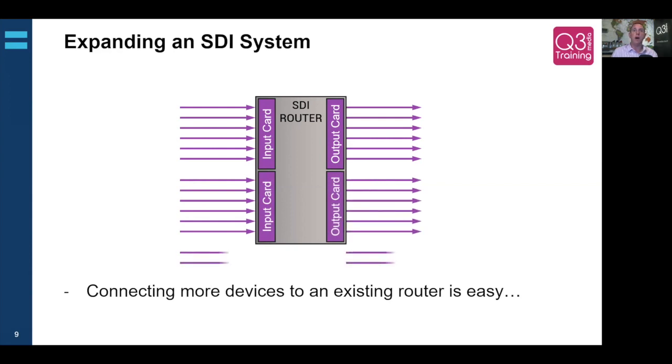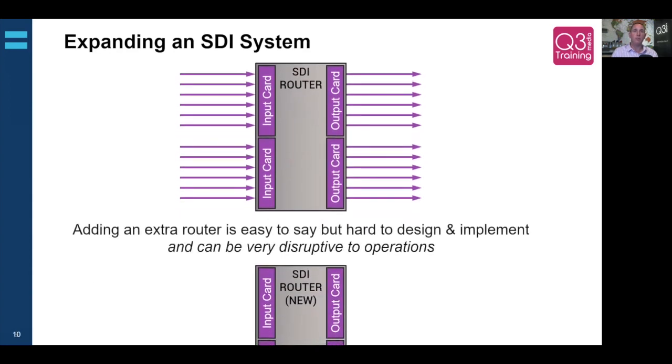Nice and simple. But what happens when you want to go beyond the capacity of the router. That's the big problem with SDI, is when you hit that limit, it gets very costly very quickly. So really easy, let's just stick another router in. It's a really easy thing to say, and people often who haven't got the knowledge of how the signals route through a system don't understand why it can be so costly.